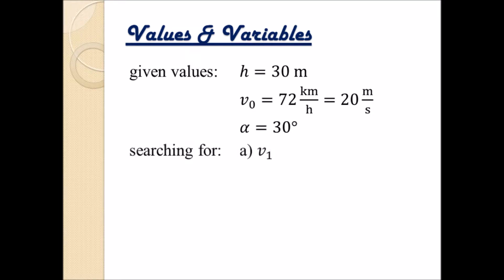On the other hand, we have also three variables that we are searching for. On one hand, we are searching for the final velocity, let's call it v1. Then we have the distance s from the tower and the time t where the stone hits the ground.